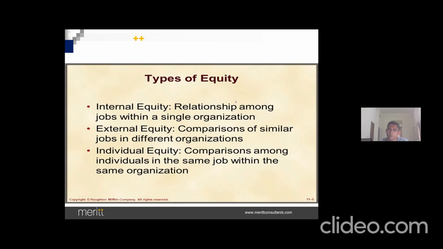Yes. So these are the three types of equity which organizations have to actually establish. When you establish this, then people will be motivated, people will be retained, and you are able to attract the right kind of talent.